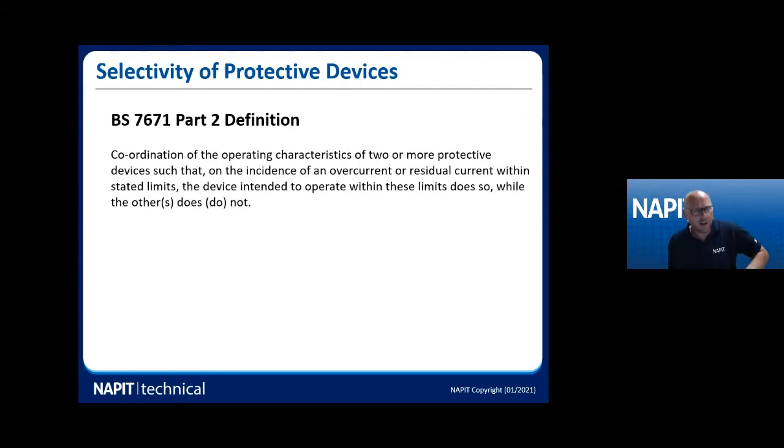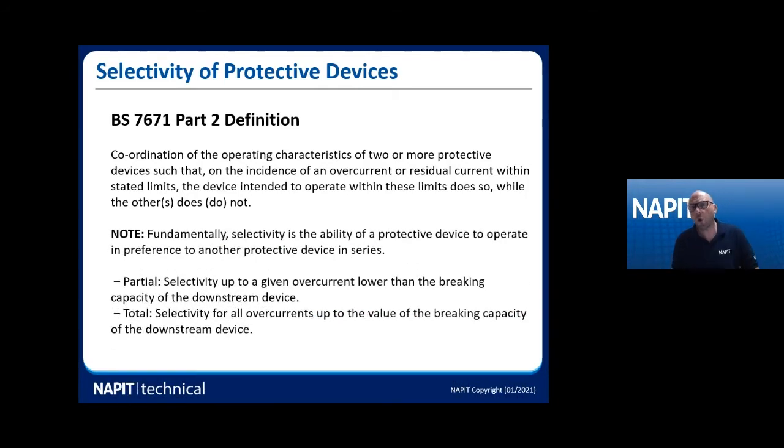This is the definition, and it's a big long-winded thing. It talks about the coordination of the operating characteristics of two or more protective devices such that on the incidence of overcurrent or residual current within stated limits, the device intended to operate within these limits does, and the others do not. So it's talking about two types of characteristics, overcurrent and residual current, and we're going to mop all that up in this webinar tonight.